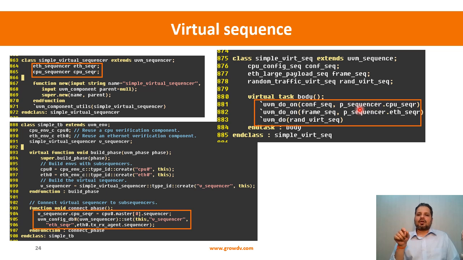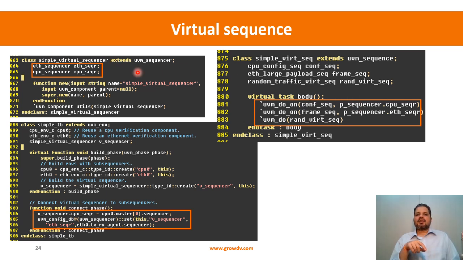So there's another concept called p_sequencer. The difference between p_sequencer and m_sequencer is that the m_sequencer handle type is a standard base class handle type, like uvm_sequencer, but the p_sequencer will be of the type on which the actual sequence is running. For example, we would be running this simple virtual sequence. It will be running on this simple virtual sequencer, right? So it will be running on this particular sequencer.